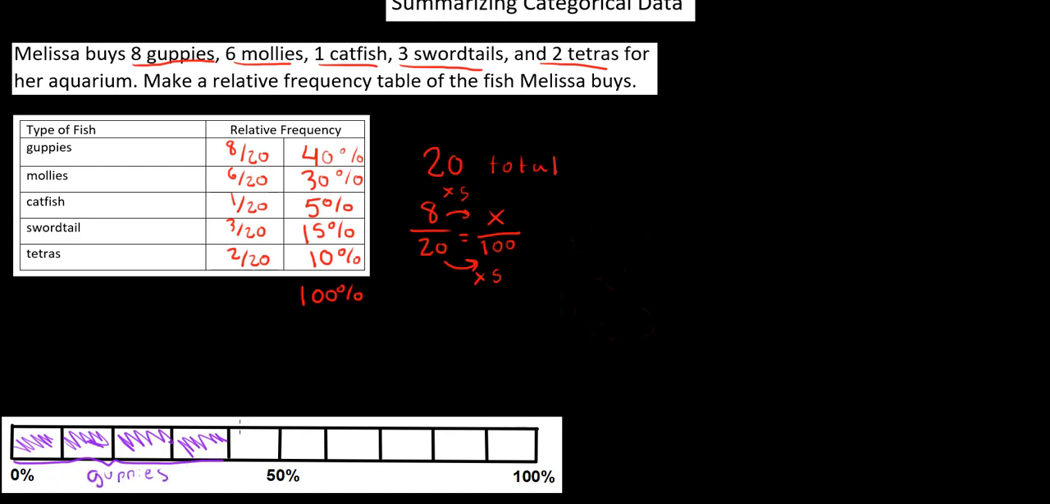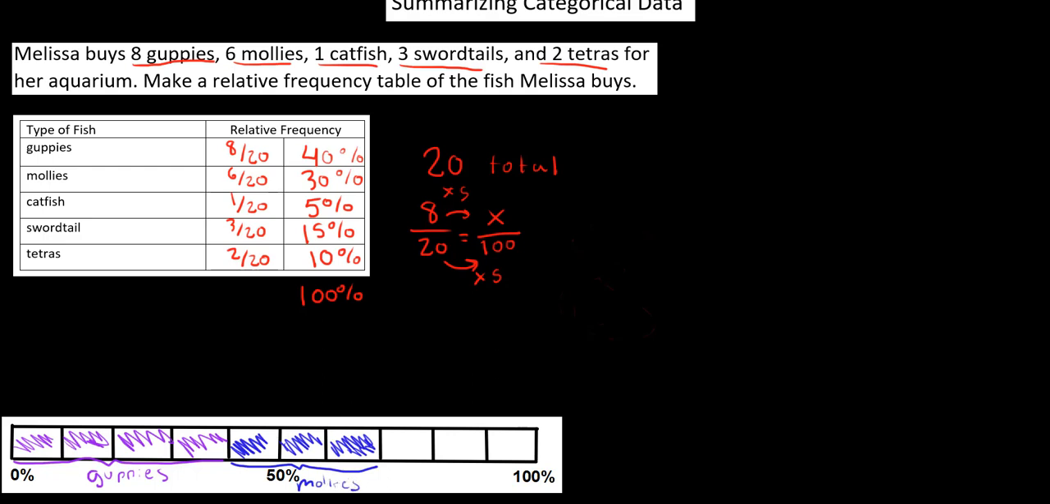Okay? Now, we have 30% mollies. So that's 10, 20, 30. I'm going to put the mollies as blue. So this is going to be 10, 20, 30. And as you can see, if you split them up into 10 percentages, it'll be easier to properly space everything out. So we have mollies.